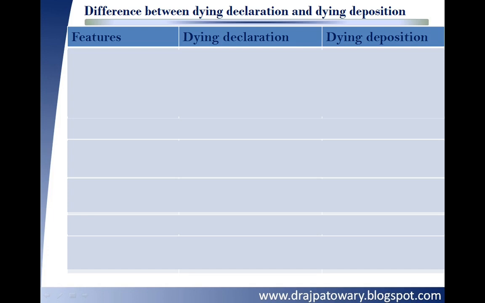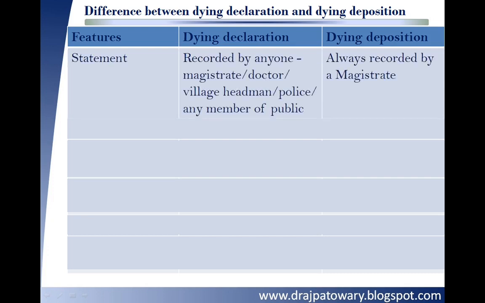The difference between dying declaration and deposition is asked in the viva and comes as a short note. First, the dying declaration can be recorded by anyone: a doctor, a village headman, police, or any other member of the public. But the dying deposition is always recorded by the magistrate, that is, a judicial magistrate. Only a magistrate having judicial power can record it. Then, oath is not required in the dying declaration, but it is a must in the dying deposition, because it is just a trial by the side of the patient.